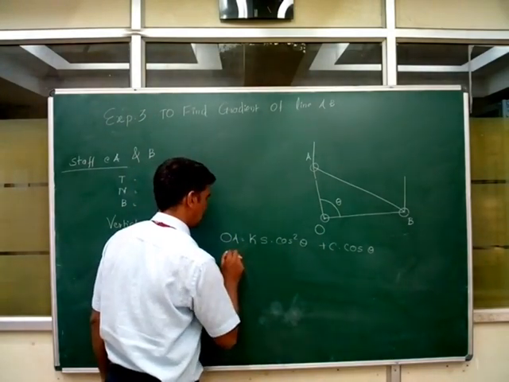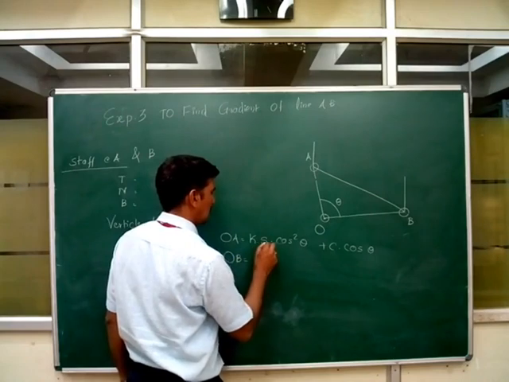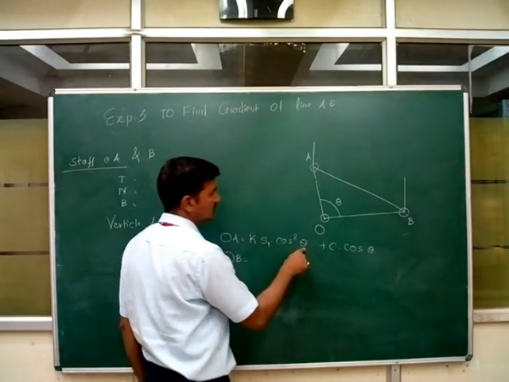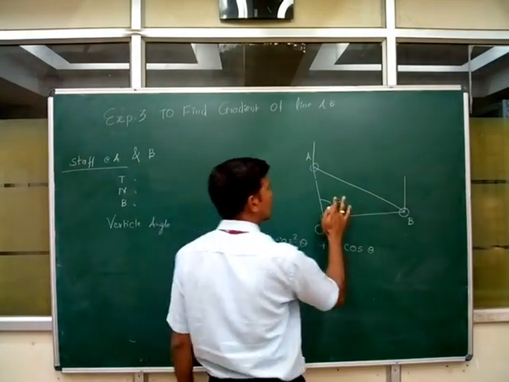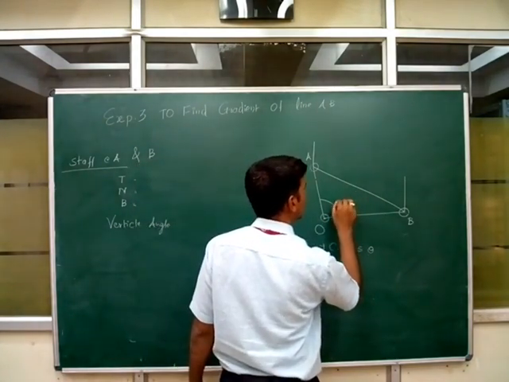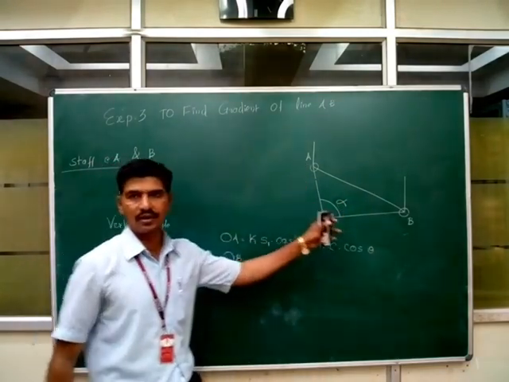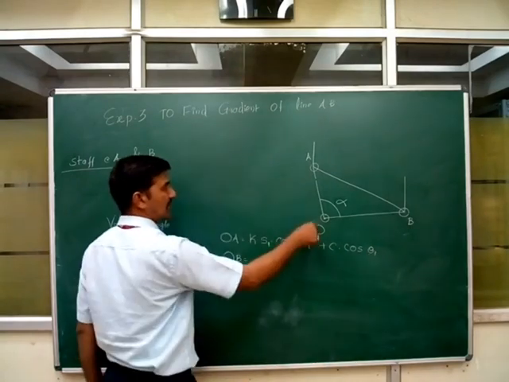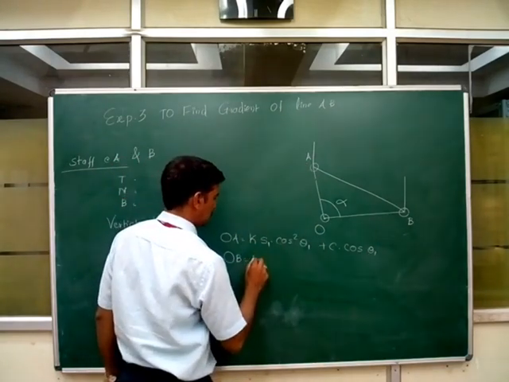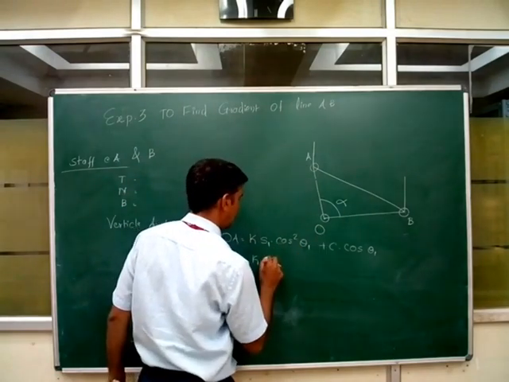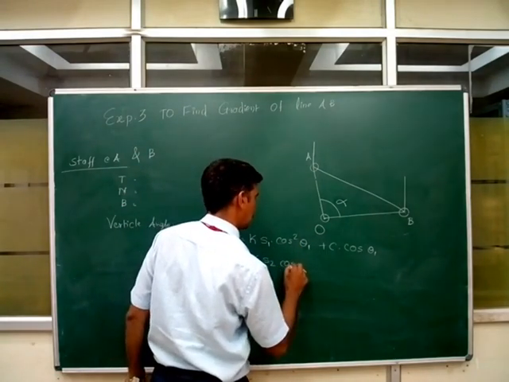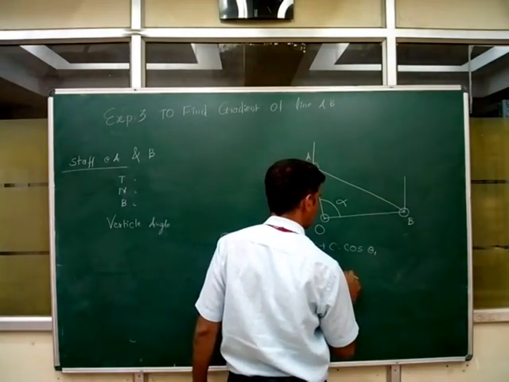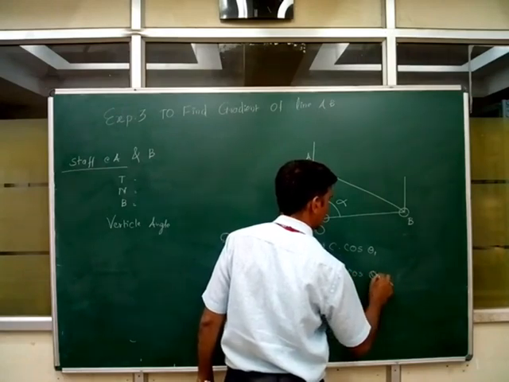In the same fashion, for OB, I will say this is S1. This theta is nothing but our vertical angle. Otherwise, I will change this notation. I will say this is alpha, the horizontal angle, and this is my first vertical angle when I am passing the station A. So, for the second case, again it will be S2 cos square of theta 2 plus C into cos of theta 2.